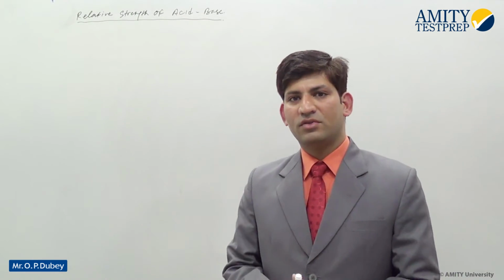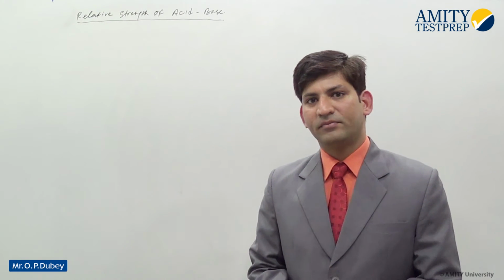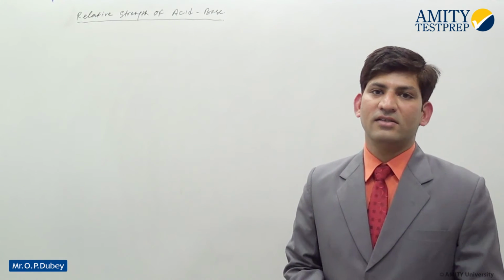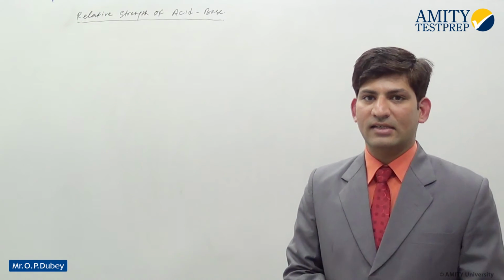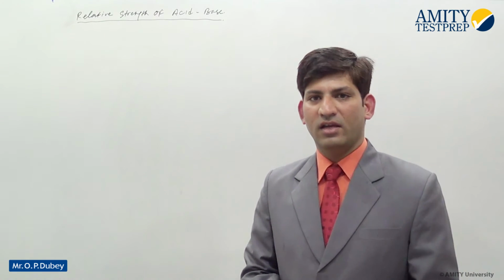In this class, I am going to discuss the relative strength of acids and bases. The relative strength of an acid is the ratio of the strength of acid 1 and the strength of acid 2, and the strength of an acid is known by the H+ ion furnished by any acid, or the OH- furnished by any base, in the aqueous solution.